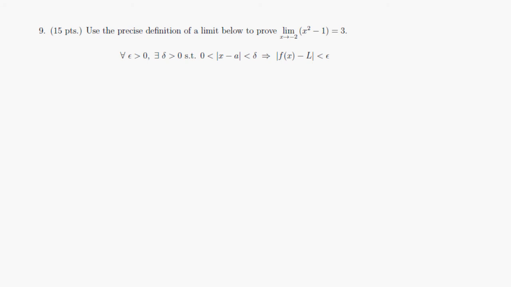Alright, let's look at practice exam 1, problem number 9. Let's use the precise definition to prove that the limit of x squared minus 1 as x approaches negative 2 is equal to 3. So let's do the scratch work first.